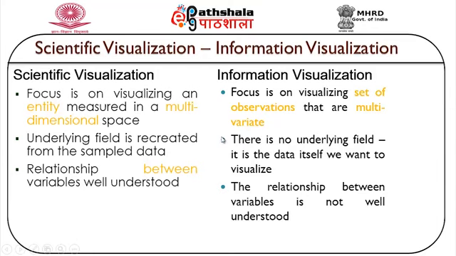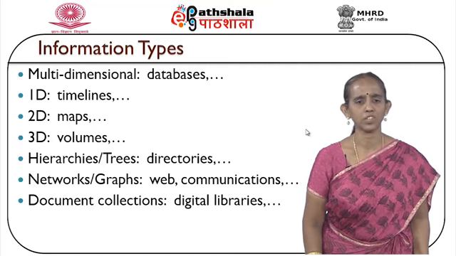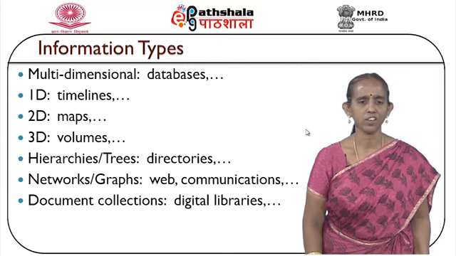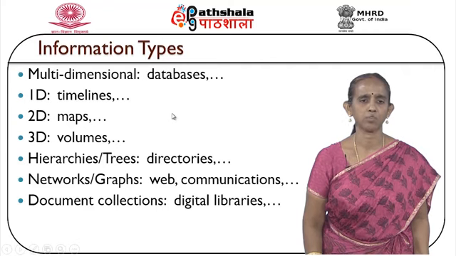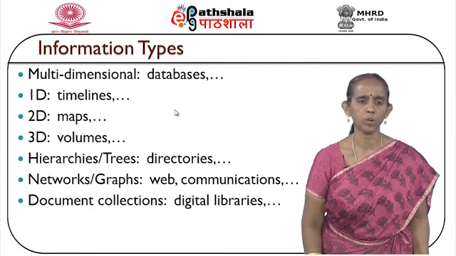In scientific visualization it is easy for us to understand the relationship between the various variables, whereas in information visualization the relationship between the various variables is not well understood. So, these are the pros and cons associated with scientific and information visualization. With respect to the information types, we classify the visualization as multidimensional, one-dimensional, two-dimensional, three-dimensional, hierarchies and trees, networks and graphs, and document collections. Examples of one-dimensional information types are timelines. Example of two-dimensional information types are maps. For three-dimensional we have volume representation. For hierarchies and trees, we have directory representation.